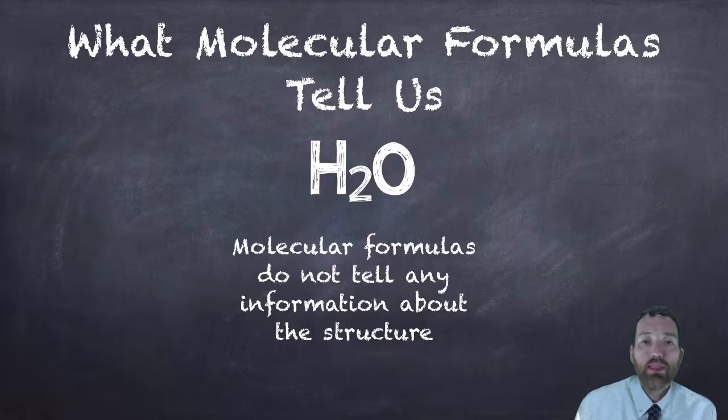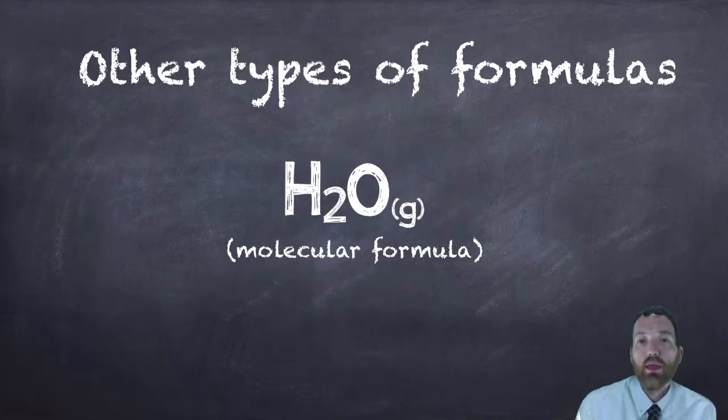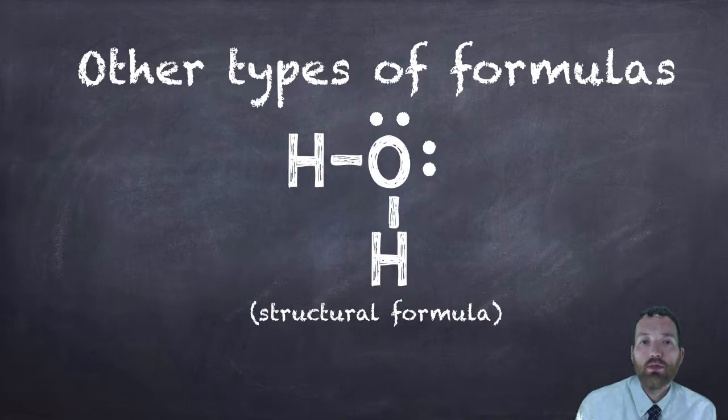So besides the fact that this tells us the recipe, it doesn't tell us any information about the structure. For that, you might need a different type of formula, a structural formula. So there's lots of different types of formulas. We've seen the molecular formula like this, H2O. You could add a state of matter symbol like gas, to tell you that this is water vapor and not liquid water or solid ice. But if you wanted to see the structure of this, you would have to draw a structural formula. And I'll show you how to do this in the next couple of videos.